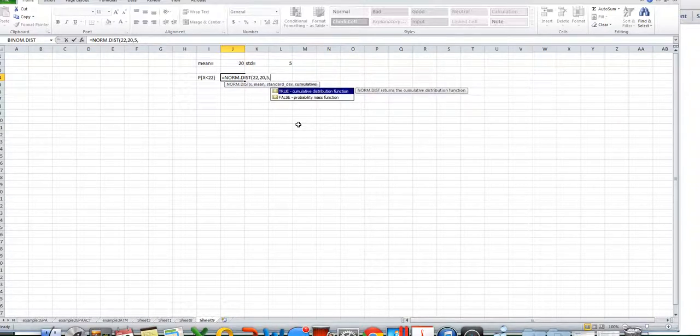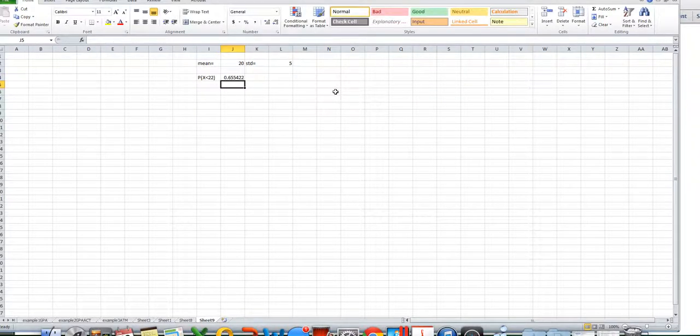Now the normal distribution is a continuous distribution. We don't consider the mass function, so it always should be the cumulative distribution function. So you just type in TRUE. Now it's done. The probability for x smaller than 22 is 0.655422.